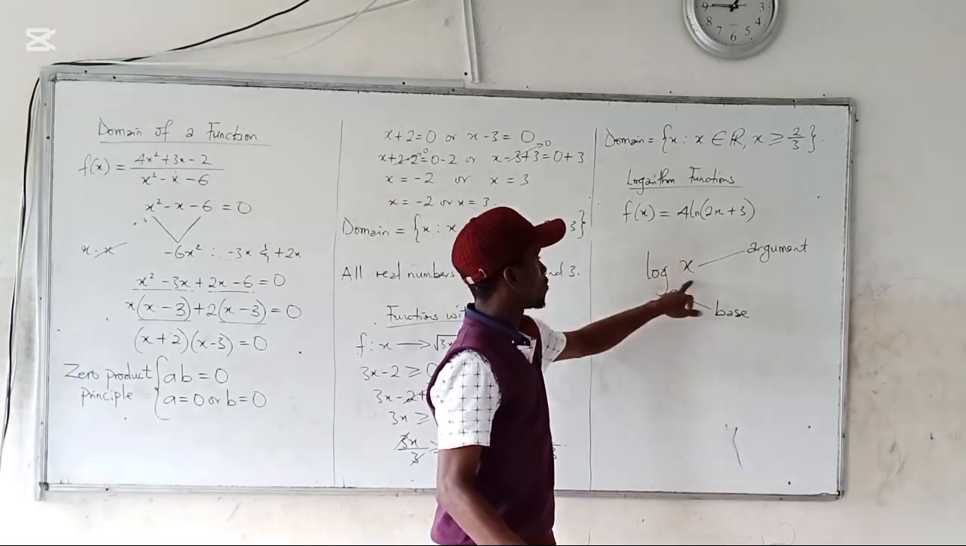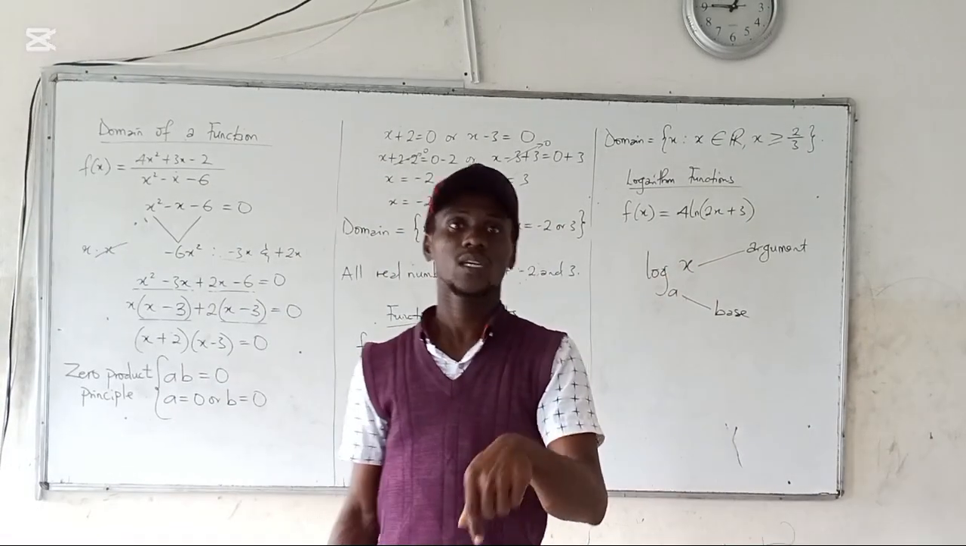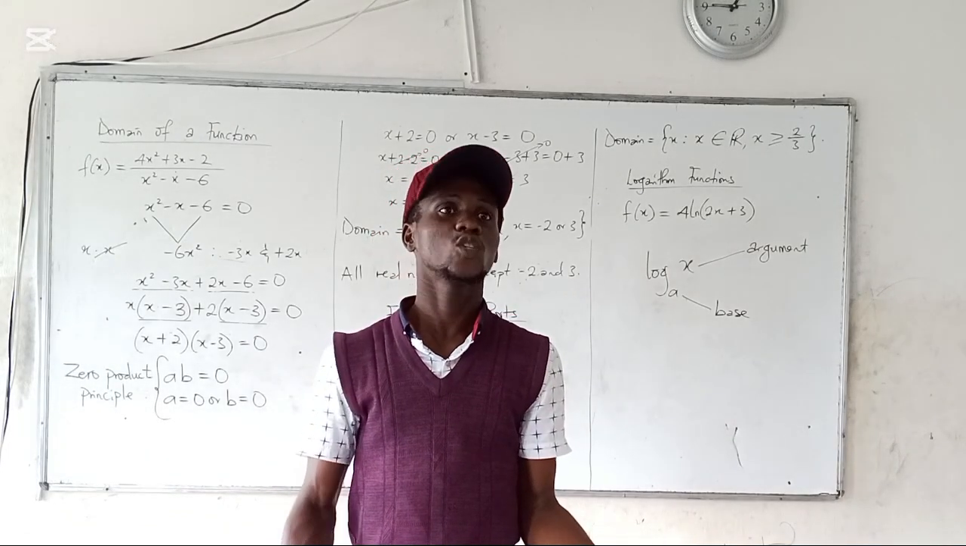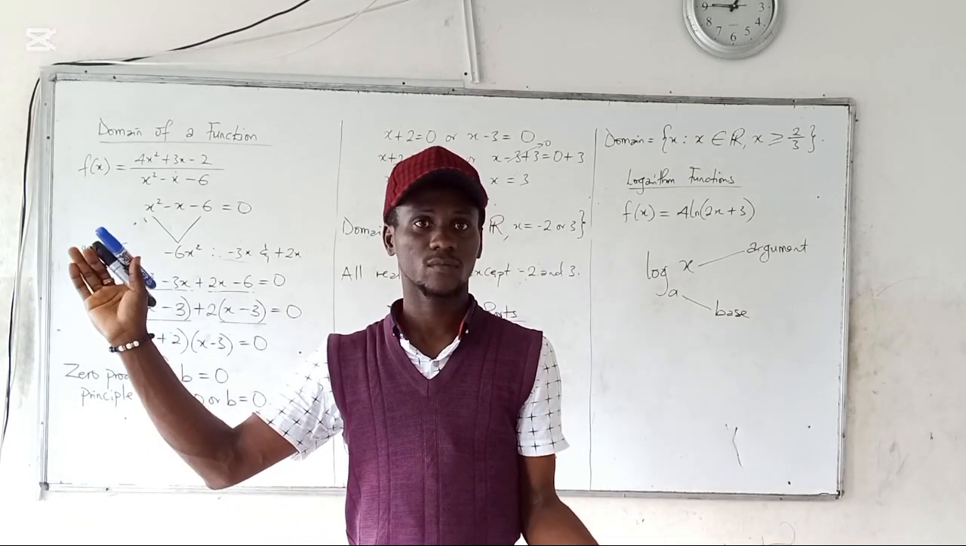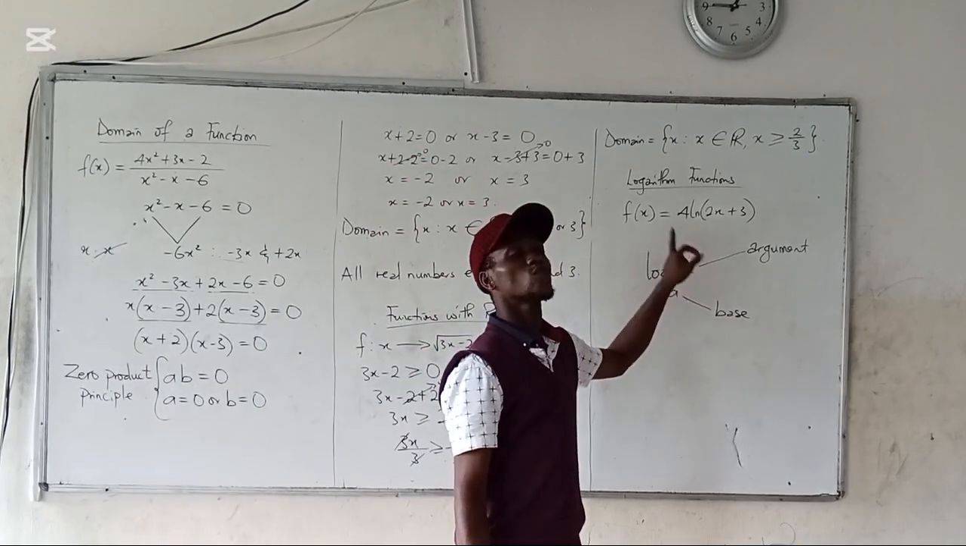Now, when we are talking about the domain of a logarithm function being positive real numbers only, it means that the argument of a logarithm function can never be negative or zero. It cannot be negative and it cannot be zero. It's only positive. Only positive.